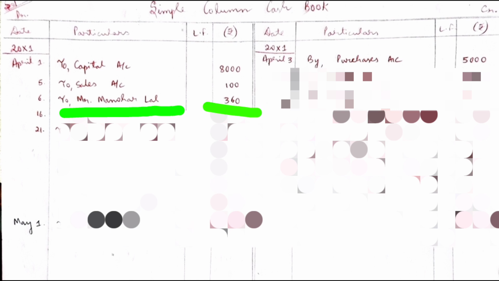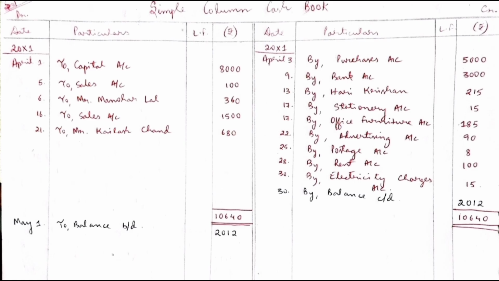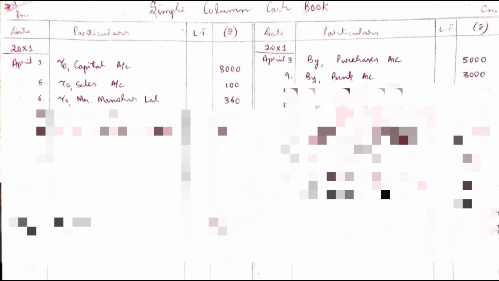Clear? Now on date 9, what happens? Paid into bank. So this paid into bank, cash is going out. So we are going to write by bank on the credit side. Date we will write 9, and in the particulars column we will be writing by bank account, which is 3,000.